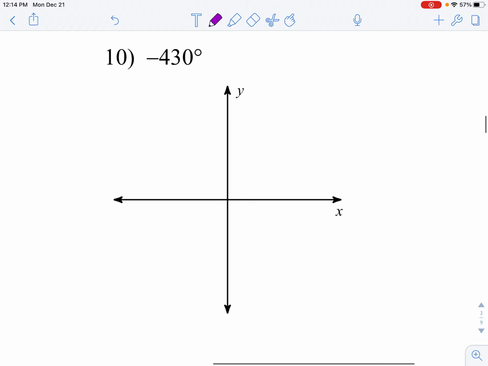If you can count by 90, you will be in good shape. Now number 10 is going to be tricky. Negative 430 degrees. So vertex, initial side. If I go in the negative direction, this is negative 90, negative 180, negative 270, negative 360. If I go 90 more, that's negative 450. So negative 430 is not quite that far, right? So somewhere around here maybe.